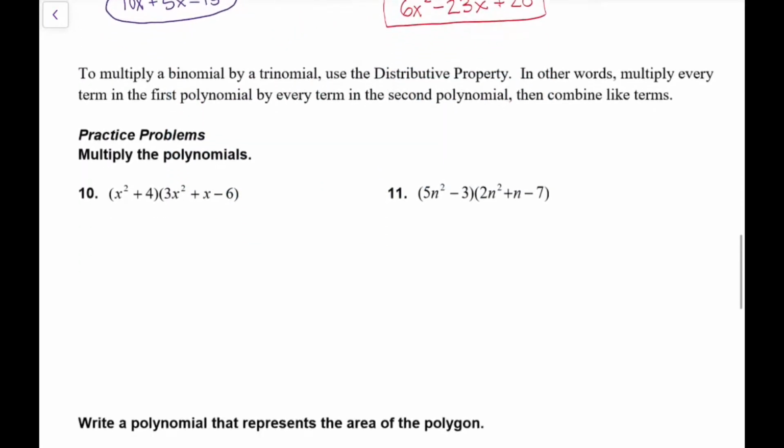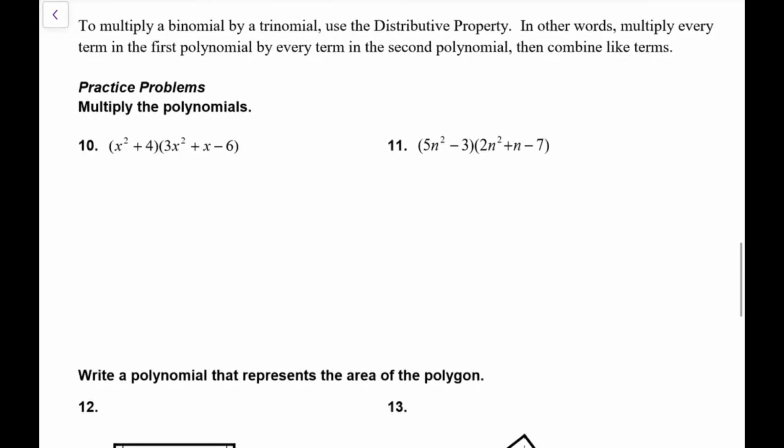Now we can use this distributing, that double distribution that we used on the previous problem, to do it if it has more than 2 terms in the second parentheses. We're going to take that x squared and distribute it to all 3 pieces of the second parenthesis.